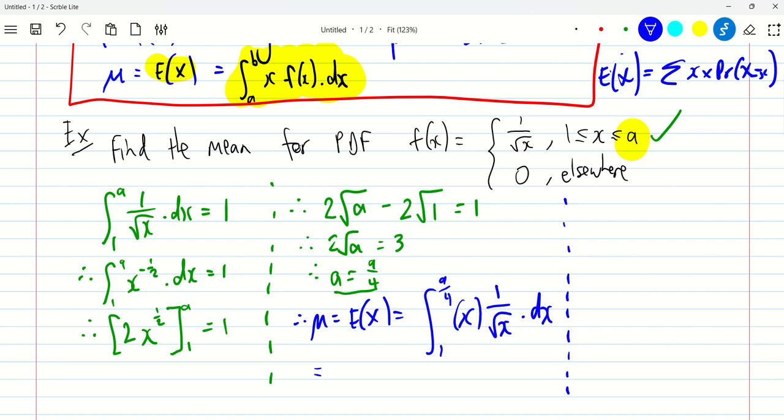So we'll integrate that, and I'll just simplify before I do. The integral from 1 to 9 over 4, and so that's x divided by root x. So that's x to the power 1 divided by x to the power half, which is just equal to x to the power half, dx. So x to the half goes up to x to the 3 on 2, and we divide by 3 on 2, so 2/3, evaluated between 9 on 4 and 1.